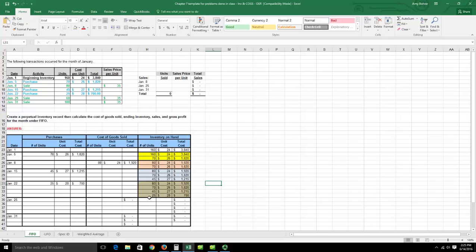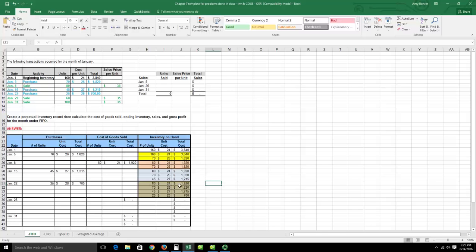Okay, under LIFO, when we get to that in the next example, you're going to be starting at the bottom and working your way up. So you have to keep these in chronological order. You can't just willy-nilly write these in however you want. So that when you're taking these first ones in, they are actually the first ones that were sitting there in your inventory. And so if I sold 60 units, I look at the very first items that are sitting there in my inventory.